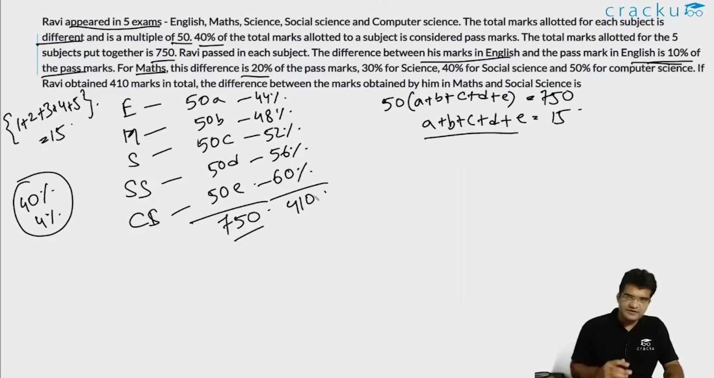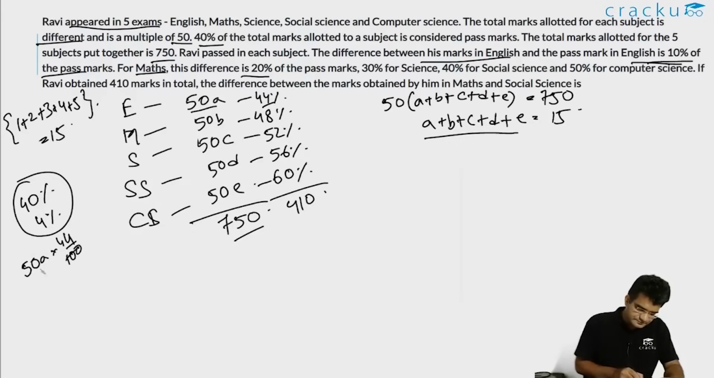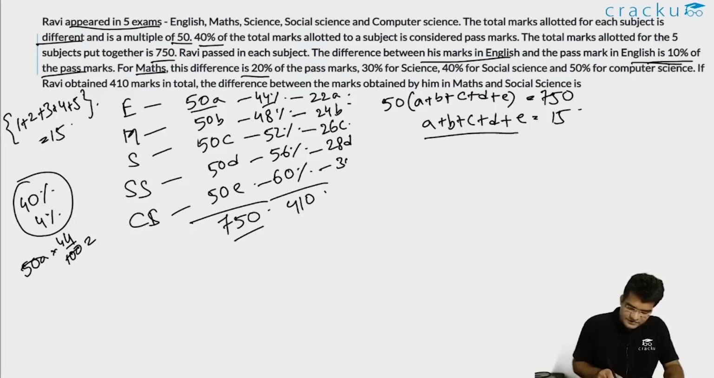This can be easily calculated for the individual subjects. For example, in English he has scored 50A, where 50A is the total marks, into 44%. So 50A into 44 by 100 is equal to 22A. So in English he scored 22A. Similarly in maths he scored 24B. In science he scored 26C. In social science he scored 28D. And in computer science he scored 30E.